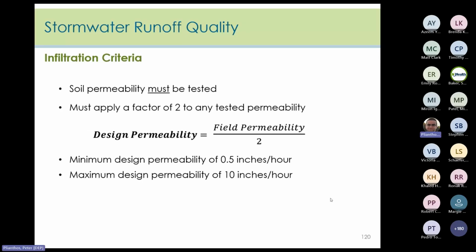First and foremost, the soil permeability must be tested. It cannot be assumed. It must be tested in accordance with Chapter 12 of the BMP manual. Very important. After it's tested, a factor of safety of 2 must be applied to this field permeability to get the design permeability. And then this design permeability must be between 0.5 and 10 inches per hour. If it's less than 0.5, you cannot use an infiltration BMP without soil amendments.